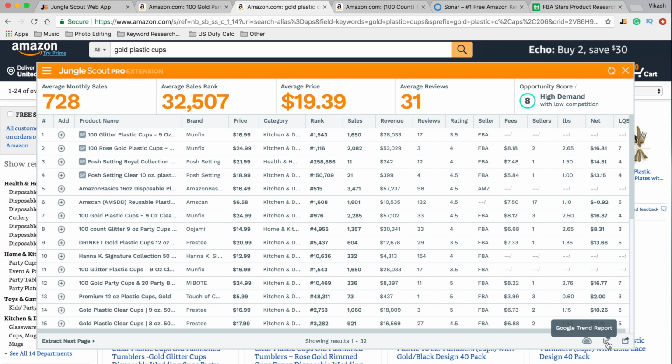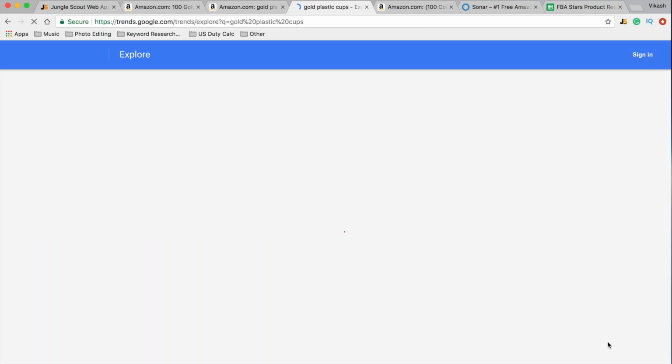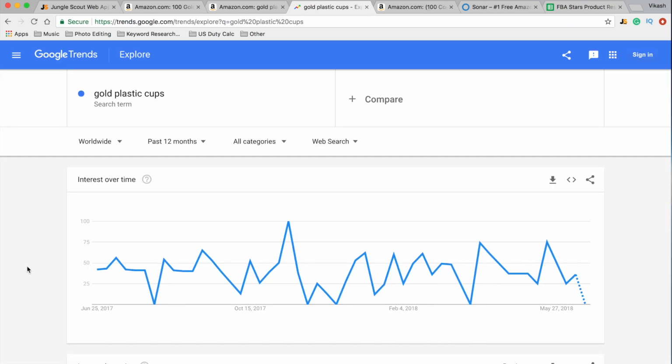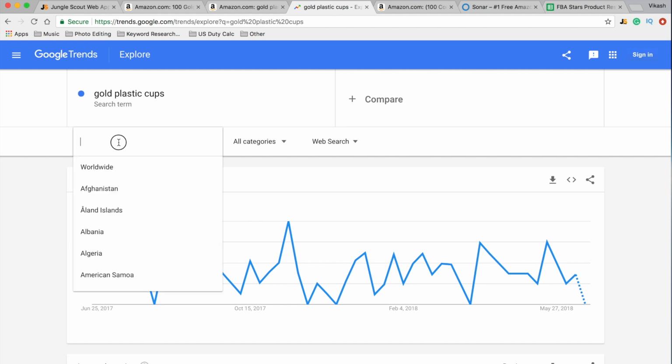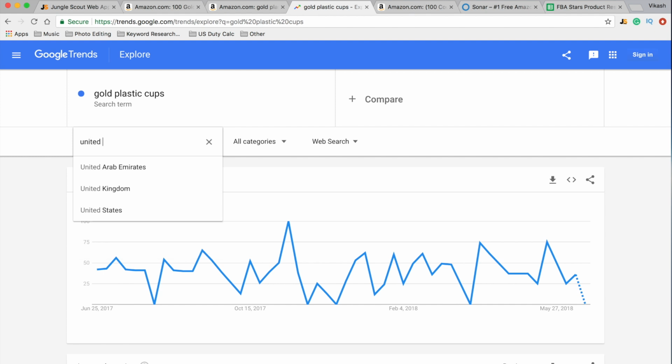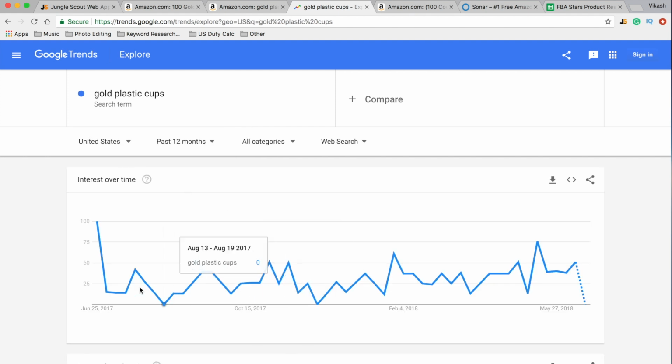What I would do is, if you go to the bottom right here, which says Google Trend Report, or you could go to Google Trends, just click on this, and Google Trends will show you the interest over time. This is just an index of demand and how many people search this specific key term, gold plastic cups, and they grade it between 0 and 100. If we're selling in the United States, we want to make sure that we're covering only the United States over the past 12 months.